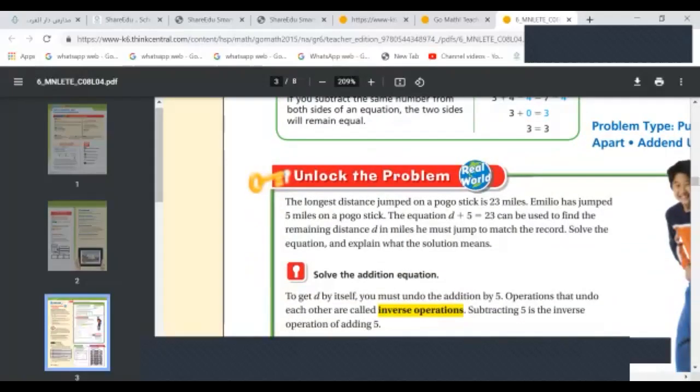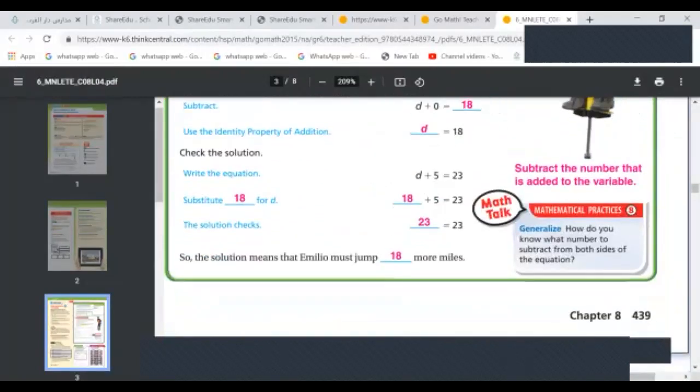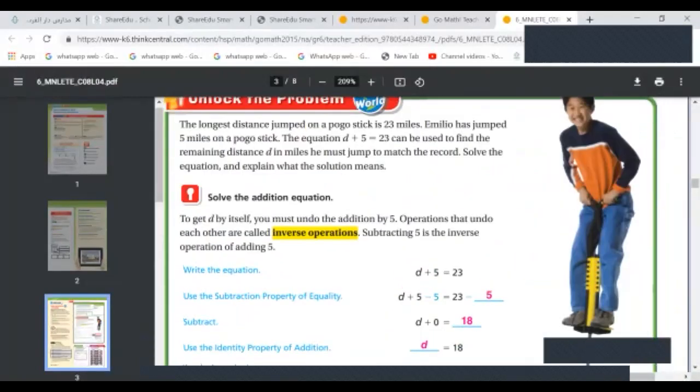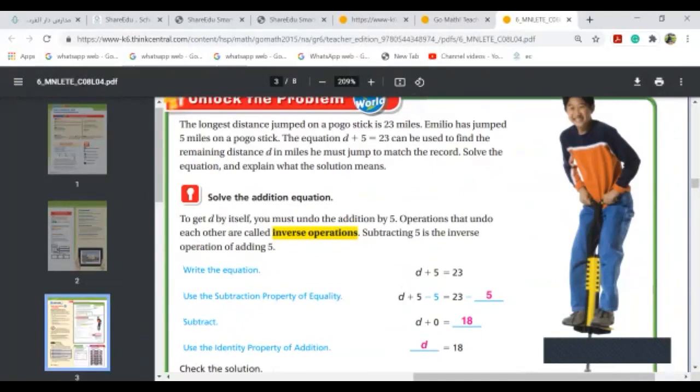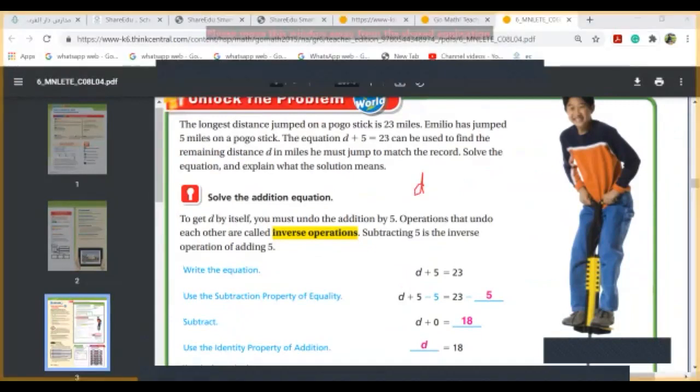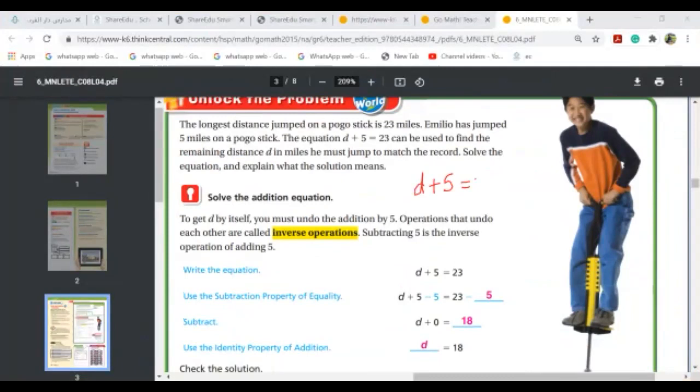So, Malak, I was just saying to turn to page number 439. The first question is here. The longest distance jumped on a pogo stick is 23 miles. Emilia has jumped 5 miles on a pogo stick. Equation: the longest is 23. D plus 5 equals 23. This is the equation, girls. Girls, don't follow this method. Follow my method. What did I teach you? If I write on the white screen, D plus 5 equal 23.